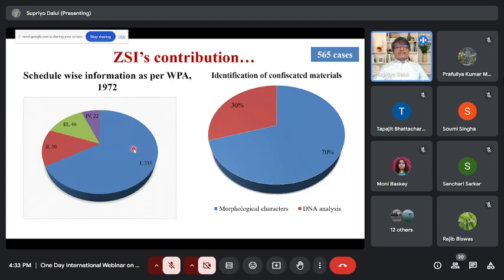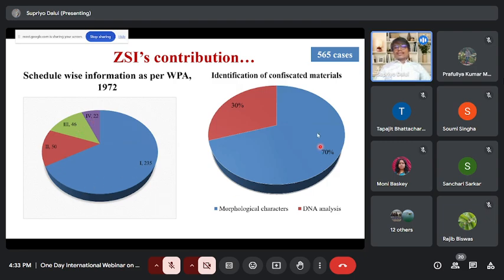So this is the schedule wise animals we have identified. A total of 565 cases, and among that 235 cases belong to the schedule 1 species, and the rest of the schedules have a smaller number of individual cases.